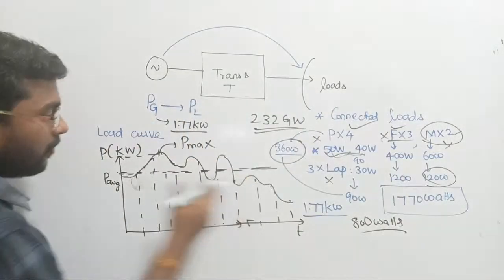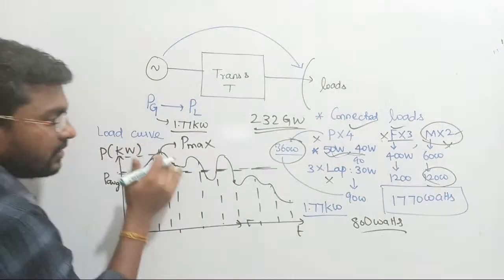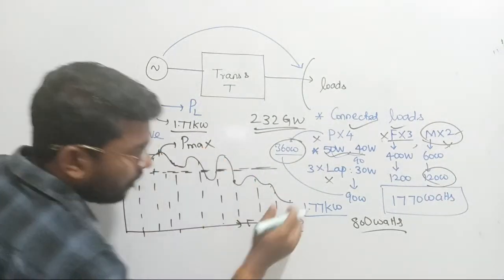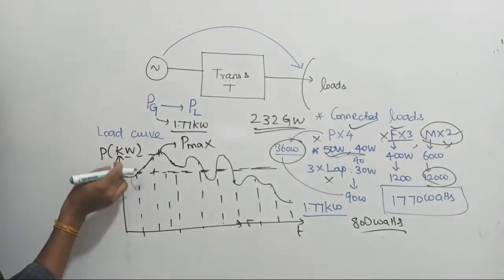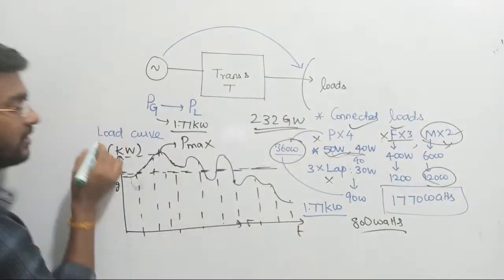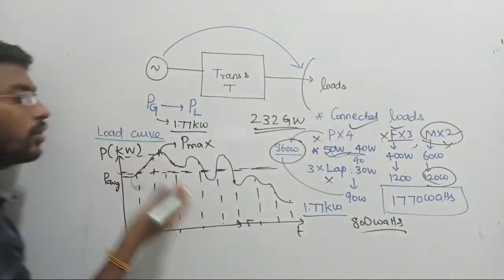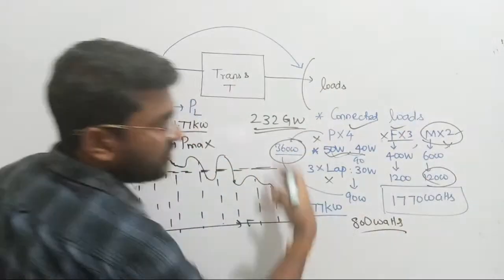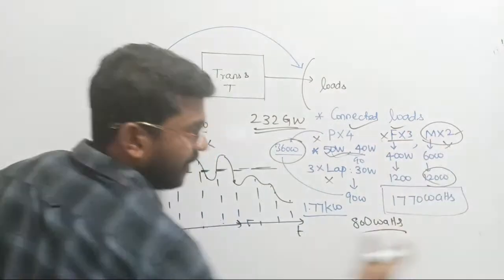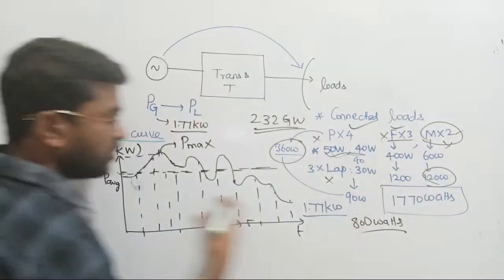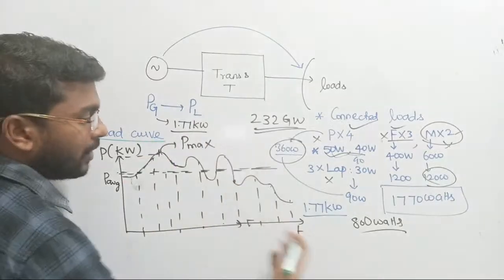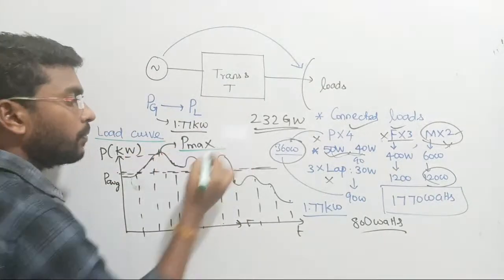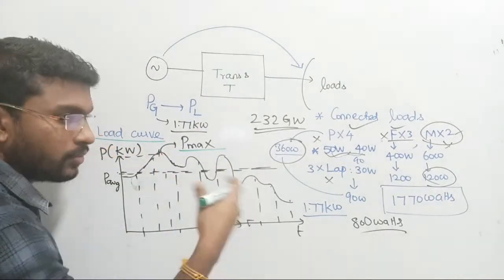Let's see here, the variations in the power with respect to time. The variations in the load power with respect to time is called load curve. In this load curve, usually we are trying to estimate with the help of the connected loads. All these loads are connected here. With the help of these connected loads we are plotting this curve. From this plotted curve, we are trying to estimate the maximum power consumed by the load.